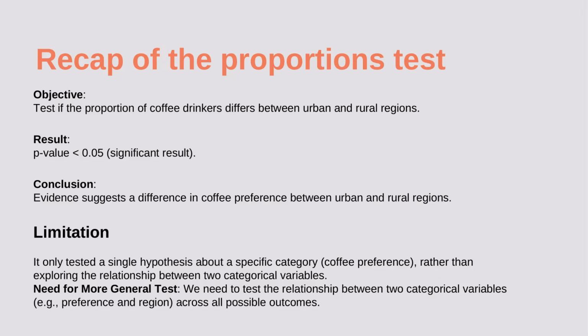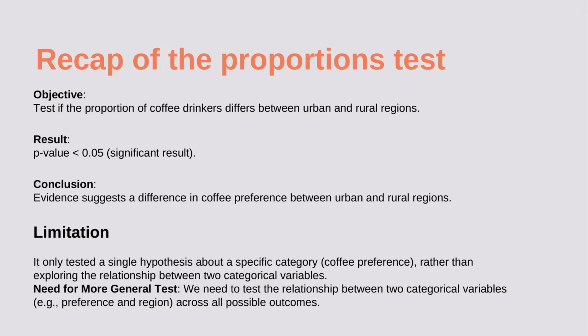The result of the test gave us a small p-value, much smaller than the typical 0.05 significance threshold. This suggested that the observed differences between urban and rural coffee drinkers were statistically significant. In other words, there is strong evidence to suggest that region influences coffee preference. However, there is a limitation. This test only addresses a specific question, namely comparing the proportion of coffee drinkers in two regions. There is more to the story, especially when you start thinking about relationships between multiple categorical variables.